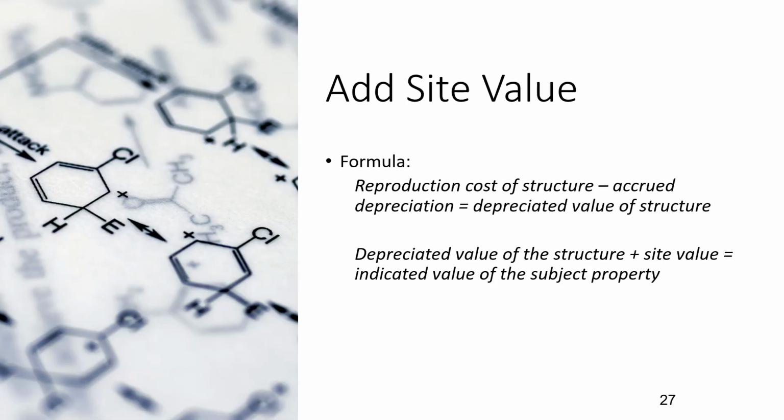Don't forget to add the site value, and that formula is reproduction cost of the structure minus accrued depreciation equals the depreciated value of the structure. The depreciated value of the structure plus the site value indicated is the value of the subject property.